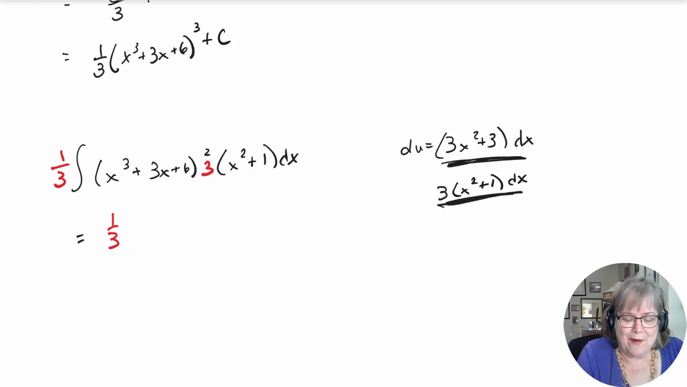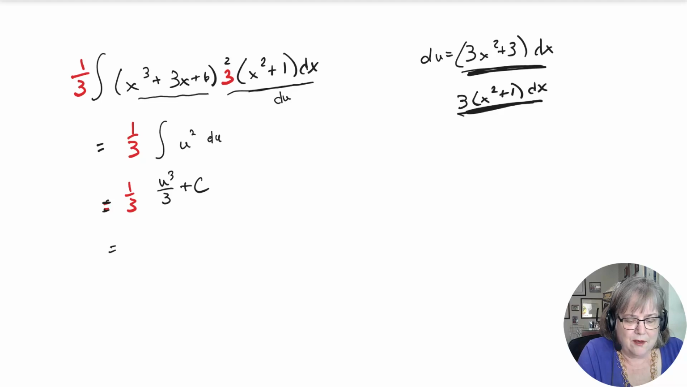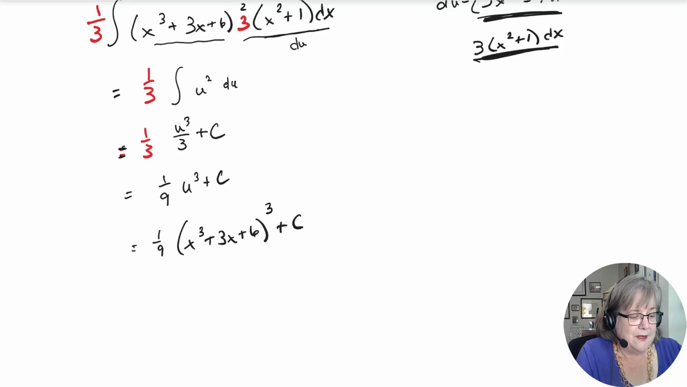All right, so now what you have is the integral of u squared du again, because this is your du right here. Now, so this 1/3 is the one that we acquired, okay? When you integrate u squared du, you get u cubed over 3. This 3 is a result of the integration process. So you have 1/9 u cubed plus c. So this is 1/9 x cubed plus 3x plus 6 cubed plus c.